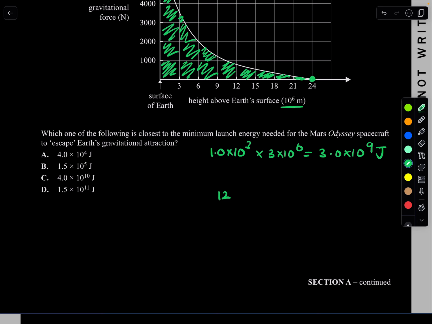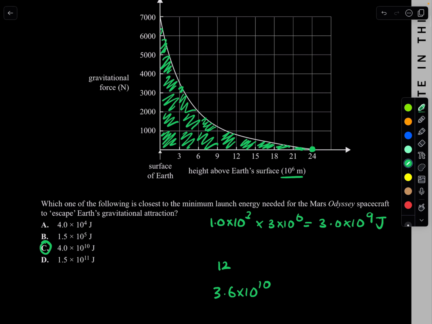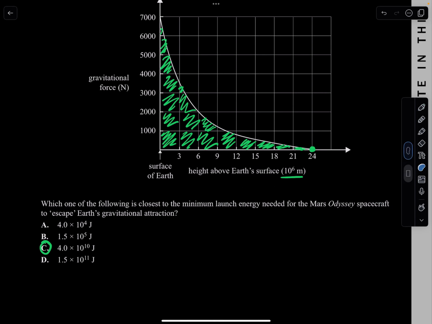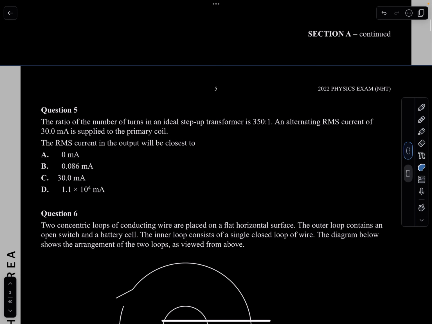So let's times that by 12. We get 3.6 times 10 to the power of 10, which looks like the closest is C, which is 4.0 times 10 to the power of 10. Yeah, nice and easy. Hope that's correct. Let me rub that out. Alright, have I made any mistakes yet? Looks all good. Question 5.